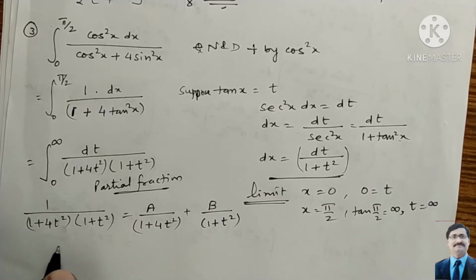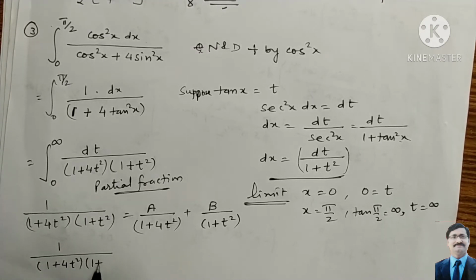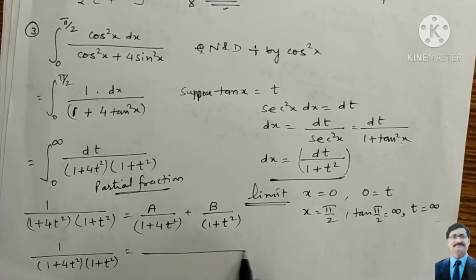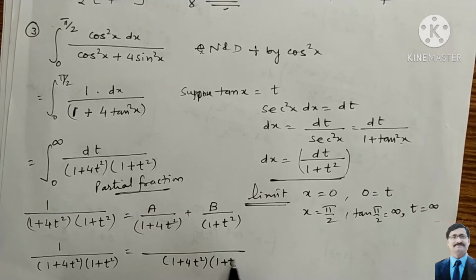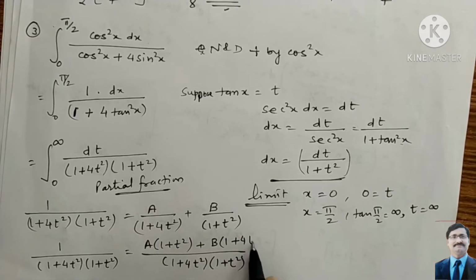Now we will take the LCM, so we get 1 upon (1 plus 4t²)(1 plus t²), and here the LCM is (1 plus 4t²)(1 plus t²). So we can write A into (1 plus t²), and B we multiply by (1 plus 4t²).